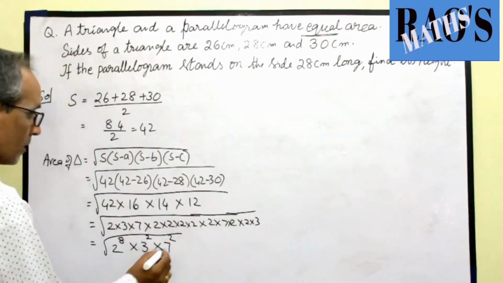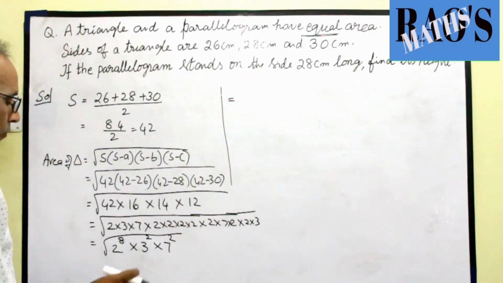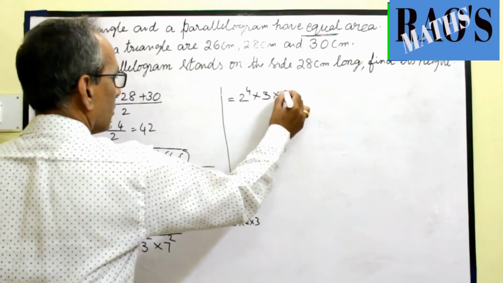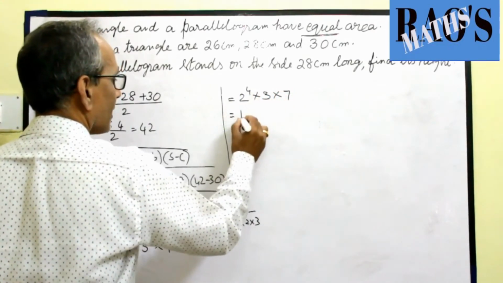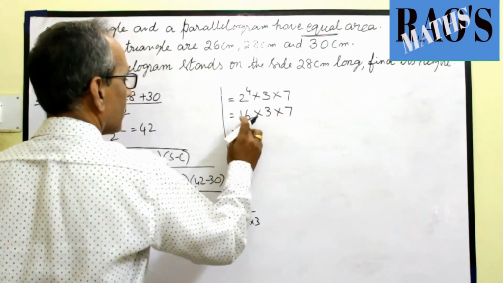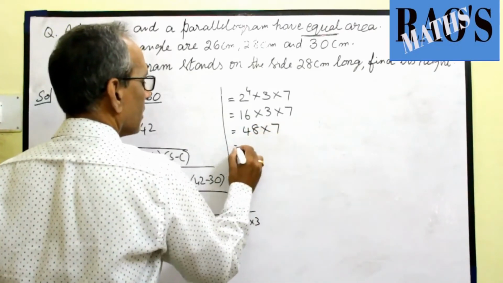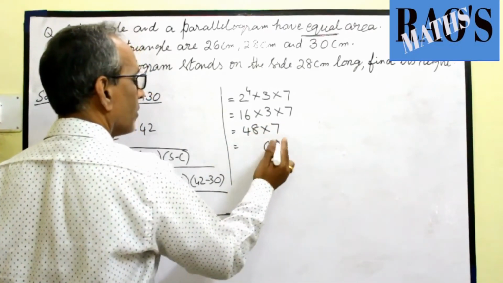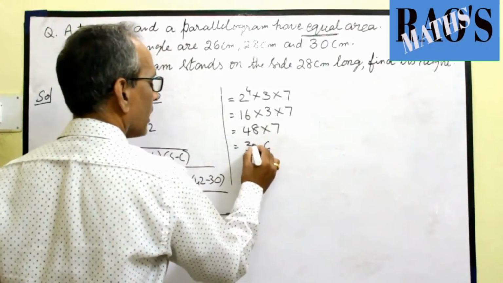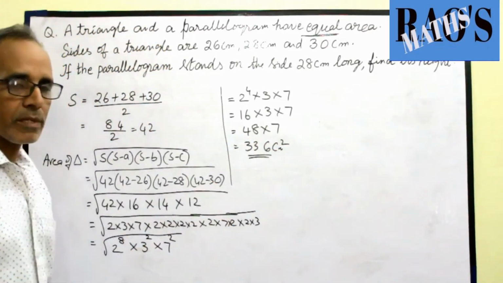under root. Therefore, its value, the area, is 2 power 4 into 3 into 7. 2 power 4 is 16 into 3 into 7, which is 16 3s are 48 into 7, 7 8s are 56, 7 4s are 28, so 336 centimeters square. It is the area of the triangle in square centimeters.